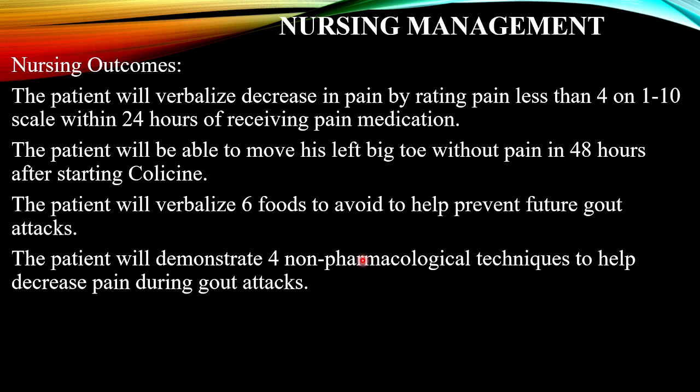Nursing outcome: the patient will verbalize a decrease in pain by rating pain less than 4 on a 1 to 10 scale within 24 hours of receiving pain medication. The patient will be able to move his left big toe without pain in 48 hours after starting colchicine. The patient will verbalize 6 foods to avoid to help prevent future gout attacks. The patient will demonstrate 4 non-pharmacological techniques to help decrease pain during gout attacks.